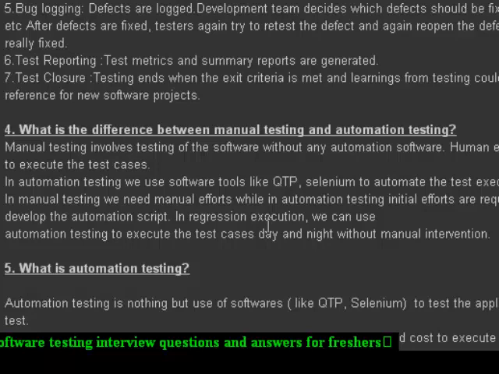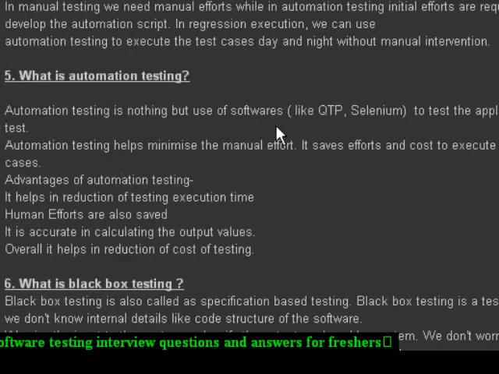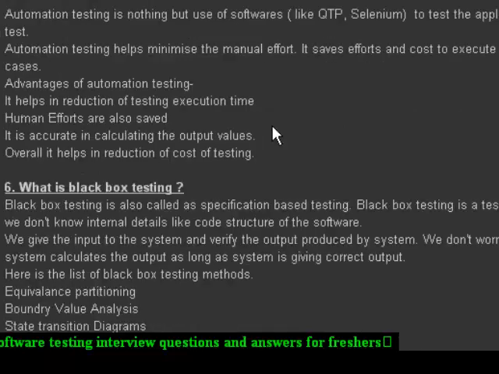Automation testing is nothing but the use of software like QTP and Selenium to test the software. It helps in the reduction of test execution time, human effort is also saved, and it is accurate in calculating the output values, etc.